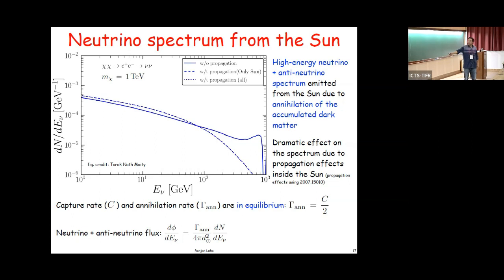You can show, I have this in my backup slides, that the capture rate and the annihilation rate are in equilibrium for the capture cross sections and the annihilation cross sections that we are assuming, all right? And the neutrino spectrum is basically this up to neutrino oscillation effects, right? Basically the annihilation rate Γ over 4π d squared times dN/dE. So that tells you, because of this relation, the only free parameter in your problem is this capture rate, right? Which is σ_SD, right? Up to some other factors. So using this technique, you can observe, hopefully discover σ_SD or even constrain σ_SD.